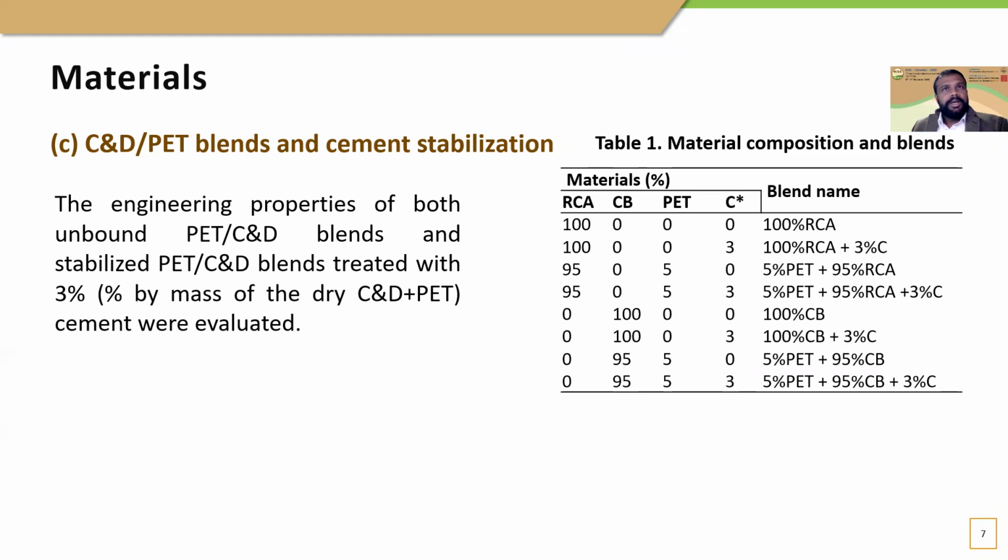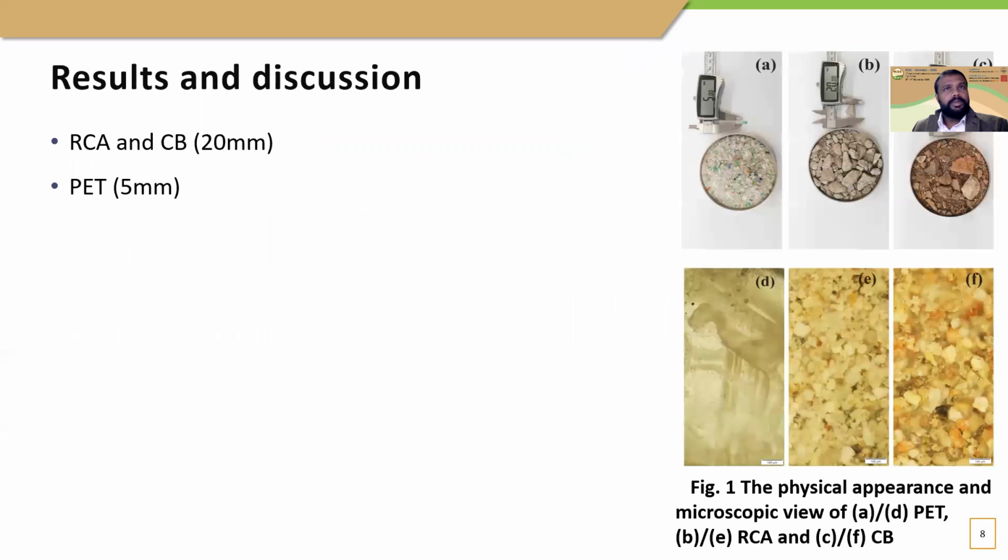As an example, here 5% PET, 95% RCA, and a third blend with 0% CND. All the percentages are calculated using the dry mass of the materials. CND and PET are considered control materials, which will add up to 100%, while cement or other binder content percentage was defined with respect to the dry weight of the basic materials. Moving on, the RCA and CB had 20 mm maximum particle size, and the PET had 5 mm particles.